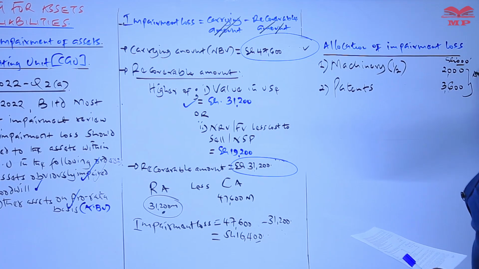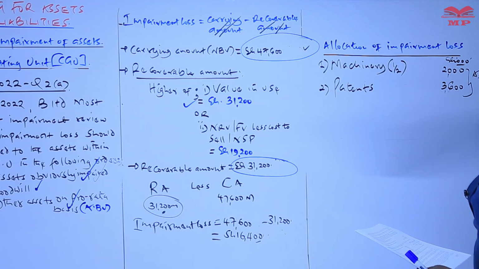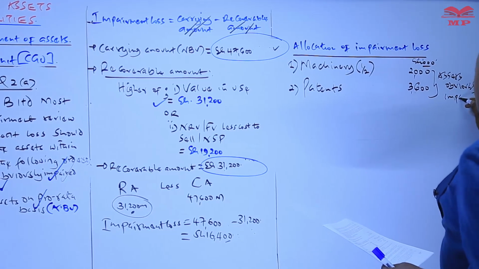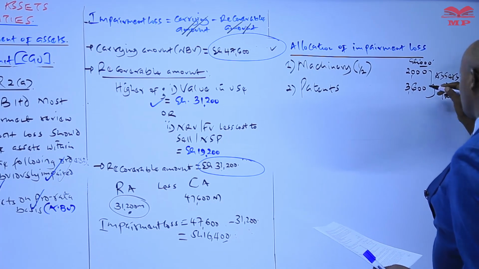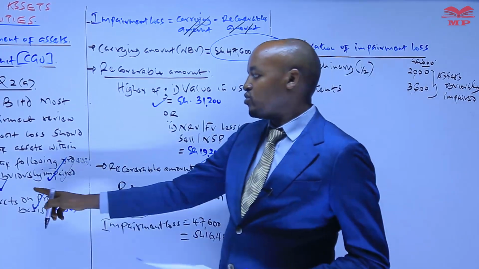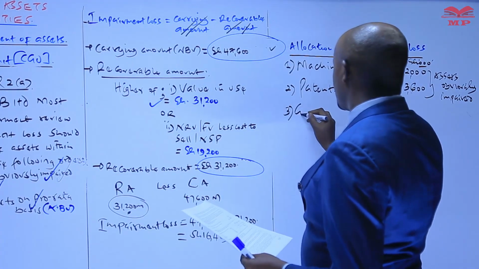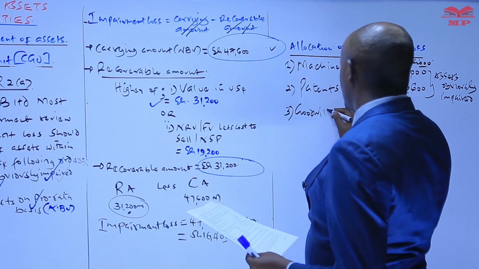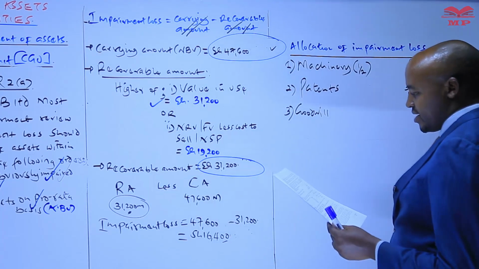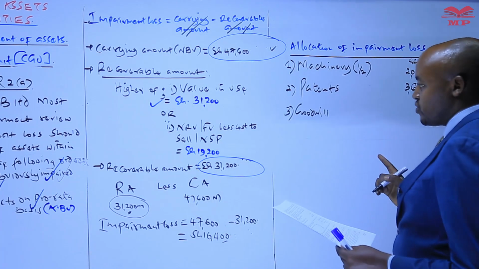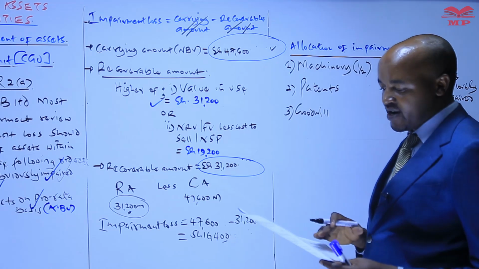So these are assets obviously impaired. So next, we allocate now to the goodwill. We allocate to the goodwill within that cash generating asset. So the value of goodwill is what? Is 2 million. Can we be able to allocate a full amount of 2 million?